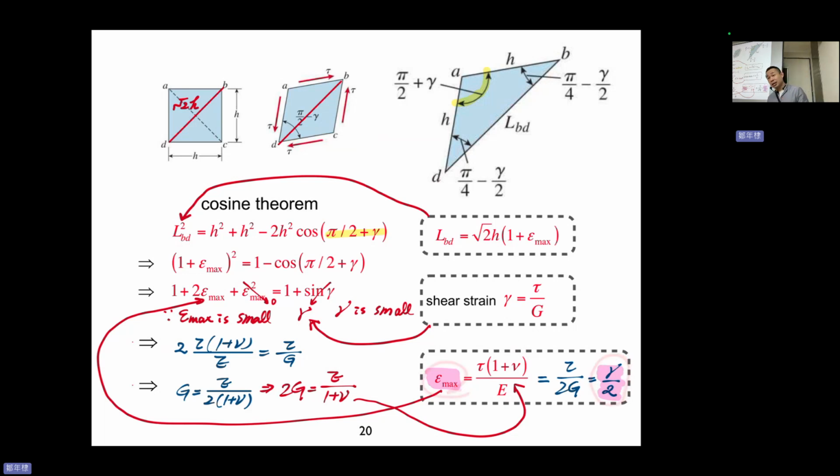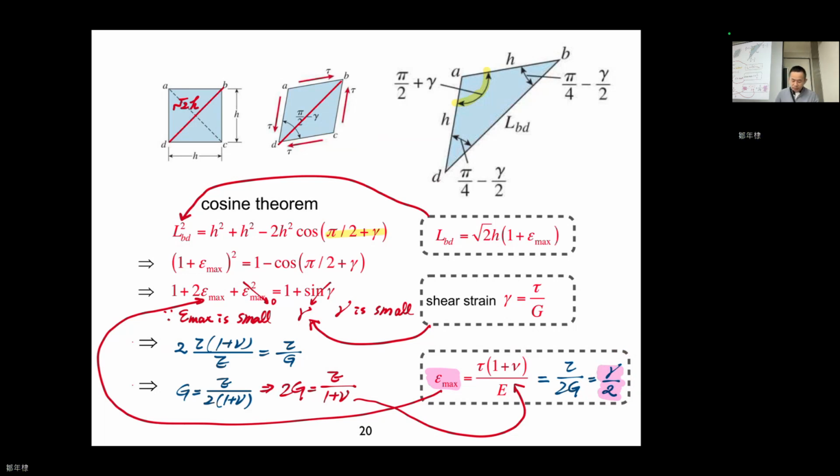We will use this new information later. All right. So during pure torsion, your epsilon max will occur at 45 degrees, and epsilon max will equal gamma over 2.